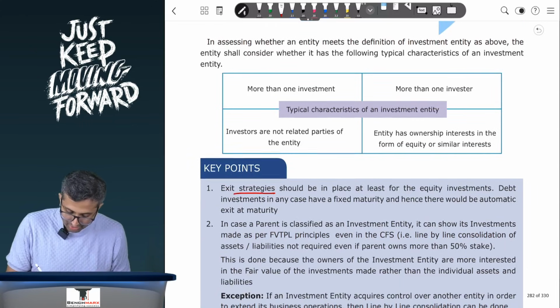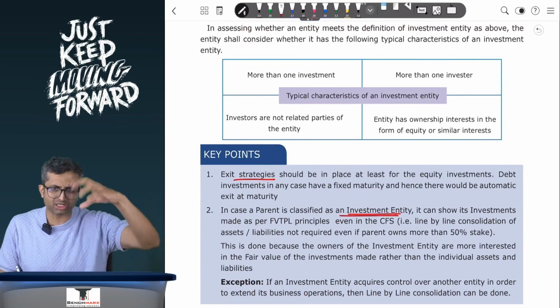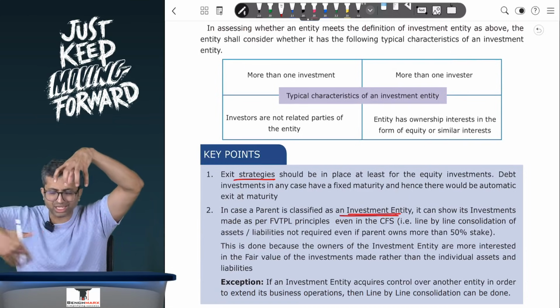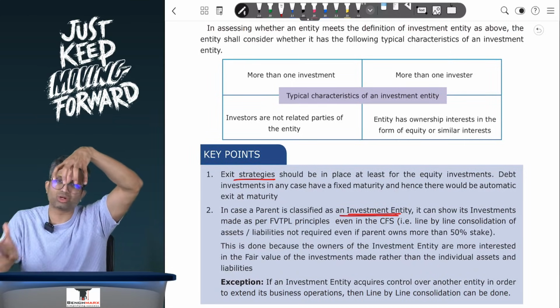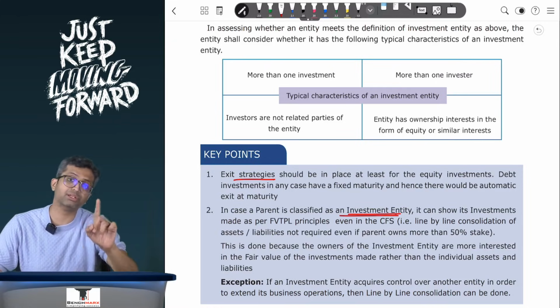Now when you look at parent entities, if the parent entity is an investment entity like a mutual fund, it might have 10 companies over which it has control. It does not need to consolidate these 10 portfolio companies. It can show these investments at FVTPL even in the CFS.